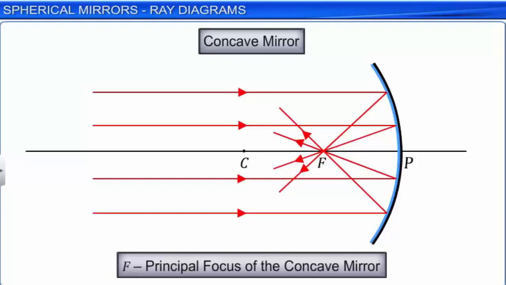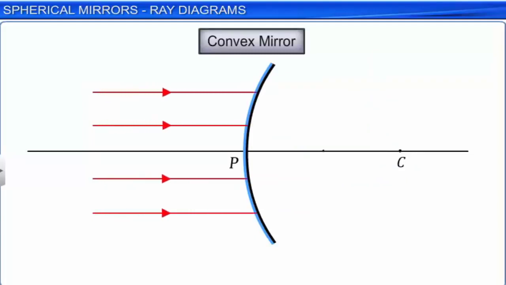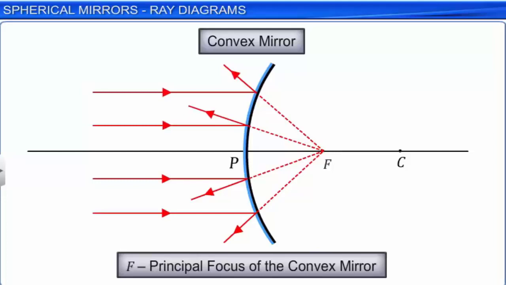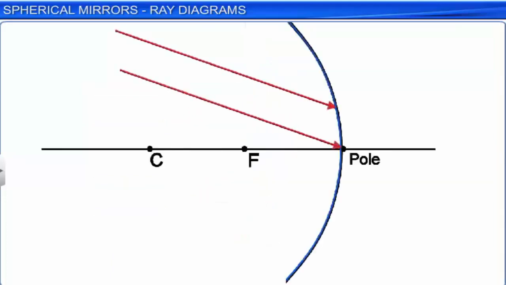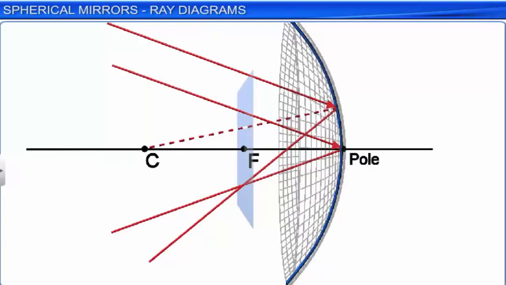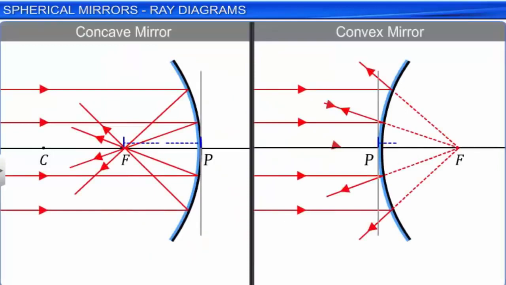In the case of a convex mirror, such parallel rays of light after reflection appear to diverge from a point on the principal axis, known as the principal focus of the convex mirror. When parallel rays making a small angle with the principal axis are incident on a concave mirror, the rays converge to a point on a plane that is normal to the principal axis and passing through the principal focus. This plane is called the focal plane. The distance between the pole and the principal focus of a mirror is called its focal length and is denoted by f.